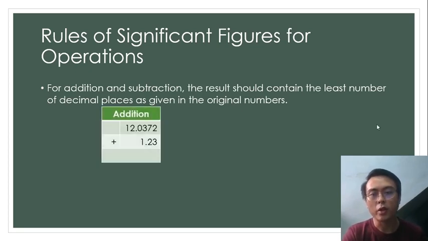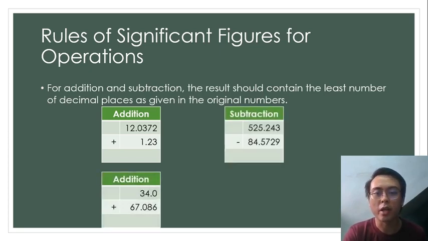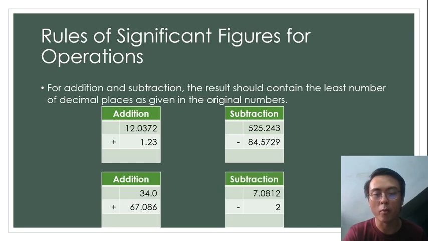In this first example, you have 12.0372 plus 1.23. The first number has 4 decimal places. The second number has 2 decimal places. Therefore, in the final answer, you will only be retaining 2 decimal places, the least number of decimal places. So we can skip all of these other examples. For both addition and subtraction, you only follow the least number of decimal places.